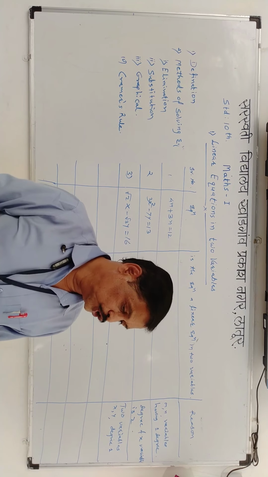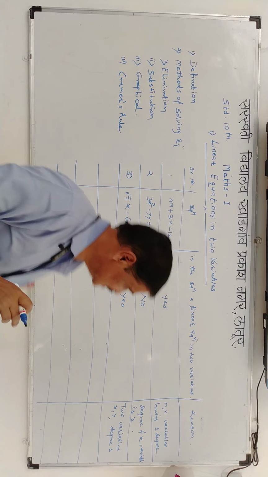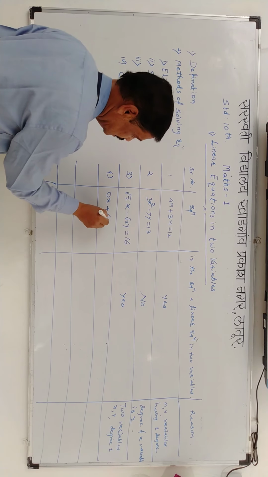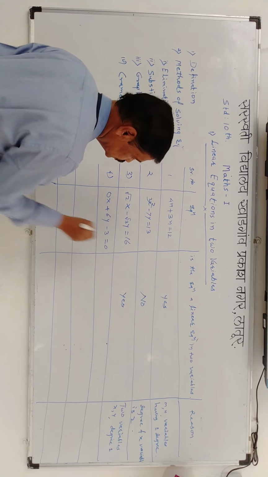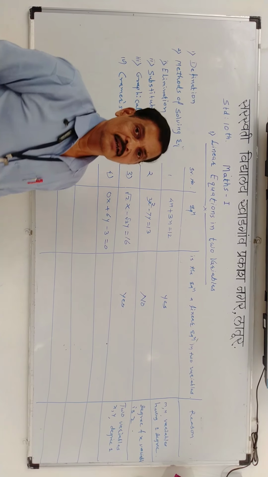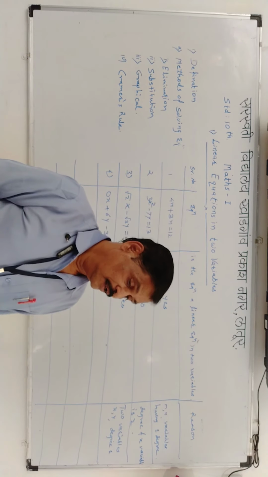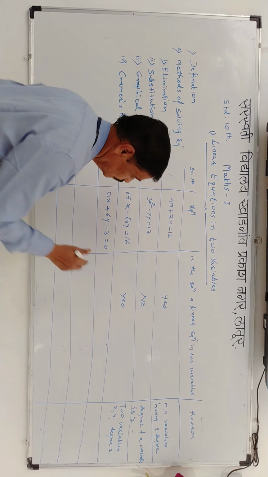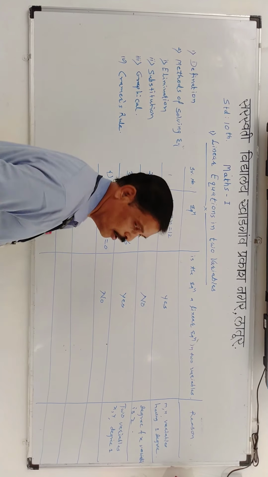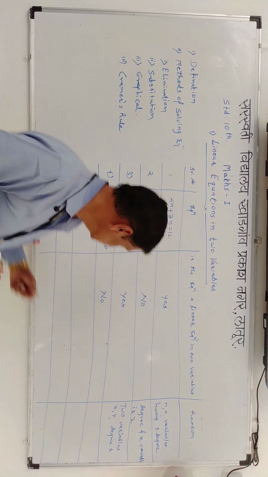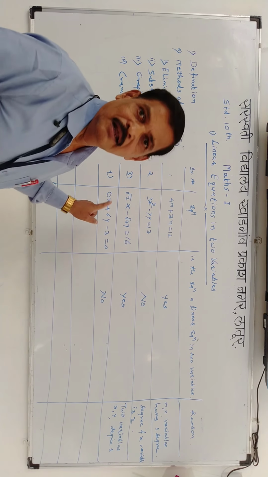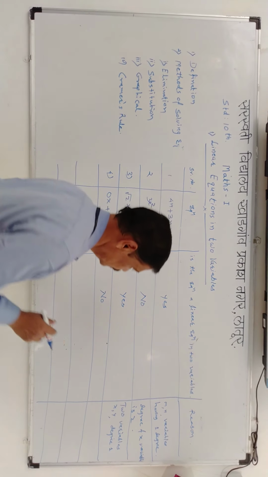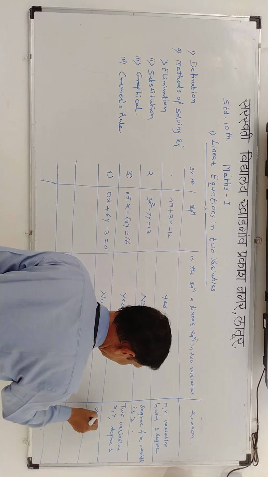Again, 0x plus 6y minus 3 is equal to 0. Is it a linear equation in two variables? No, it is not, because there is only one variable; the coefficient of the other variable is 0, so only one variable is there.